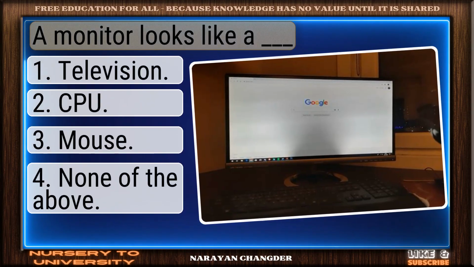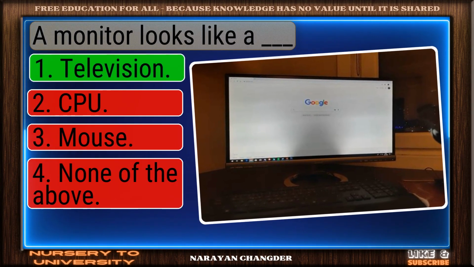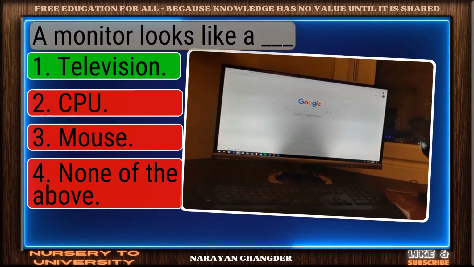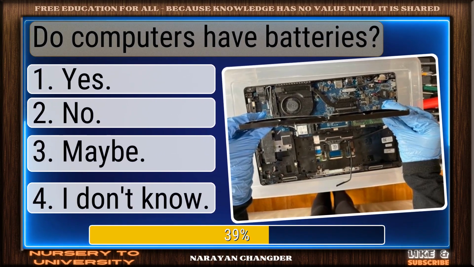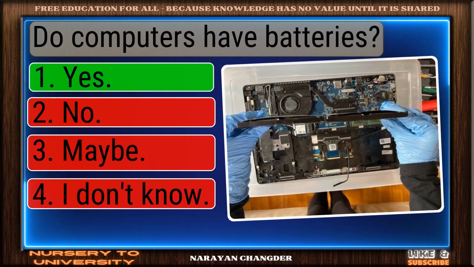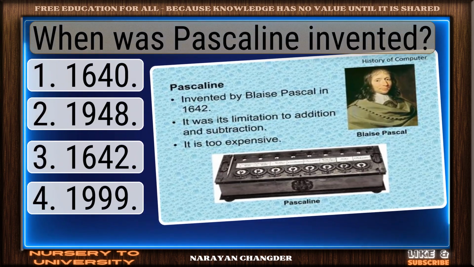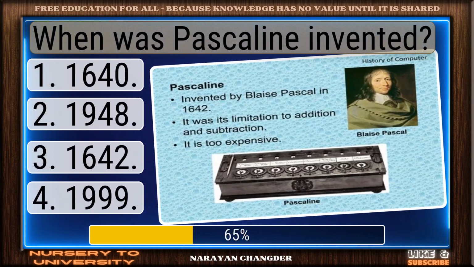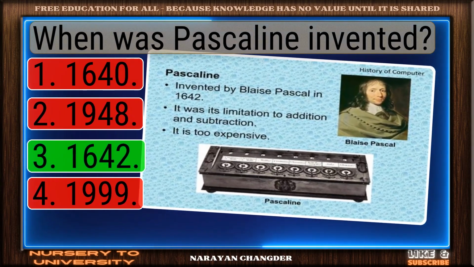A monitor looks like a dash. Nice selection. Television is correct. Do computers have batteries? Perfect. Yes is the one. When was Pascaline invented? You're right. 1642 is correct.